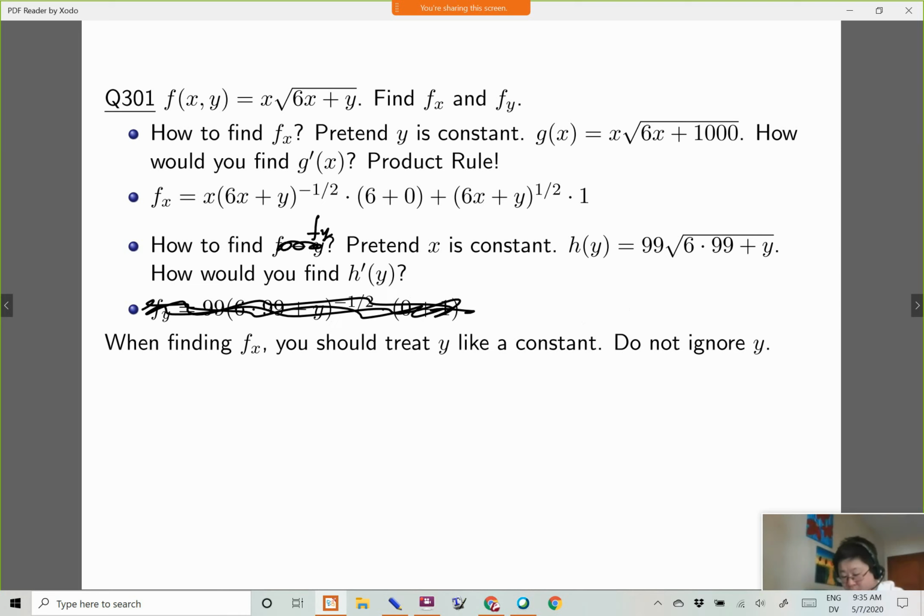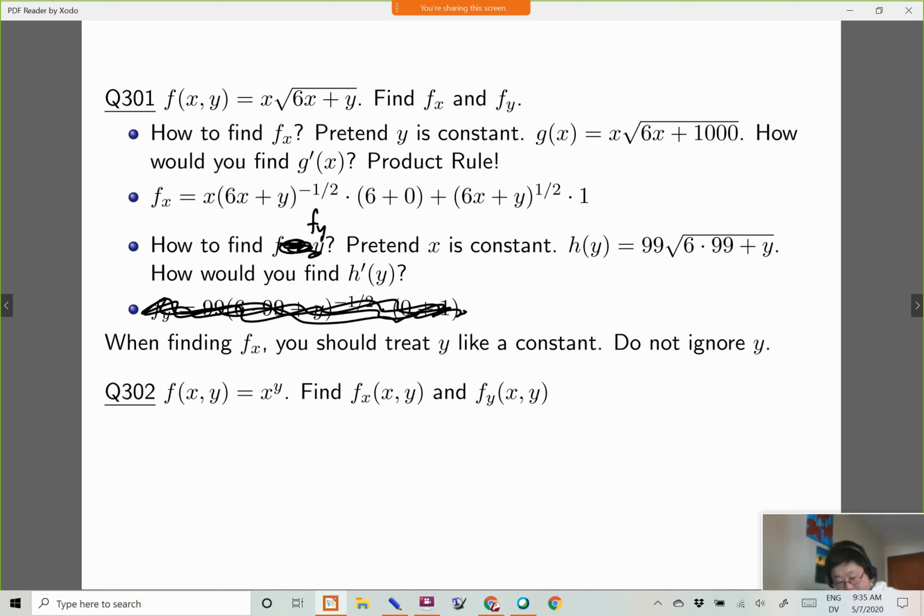Okay, so when finding f sub x, you need to treat y like a constant. Don't ignore y. Ignoring y altogether would be very different. If you just ignore y, try it. Just write down a problem, erase all the y's and take a derivative, you'll get a different answer.